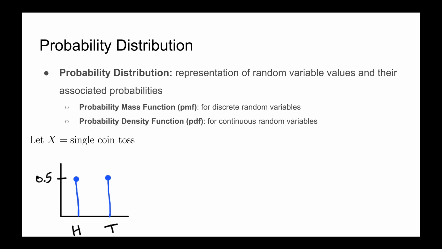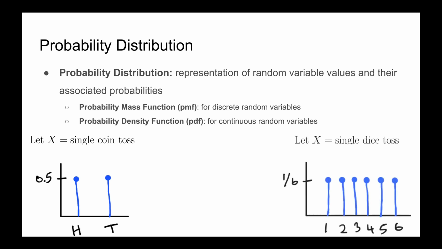So here's the probability distribution for a single coin toss. So on the x-axis, we have all of the different possibilities. In other words, the domain of the random variable. So heads and tails are the only two possible values here. And on the y-axis are their associated probabilities. So heads has a probability of 0.5 or a half. Tails has a probability of 0.5 or a half. In another example, we have a single toss of a six-sided dice.